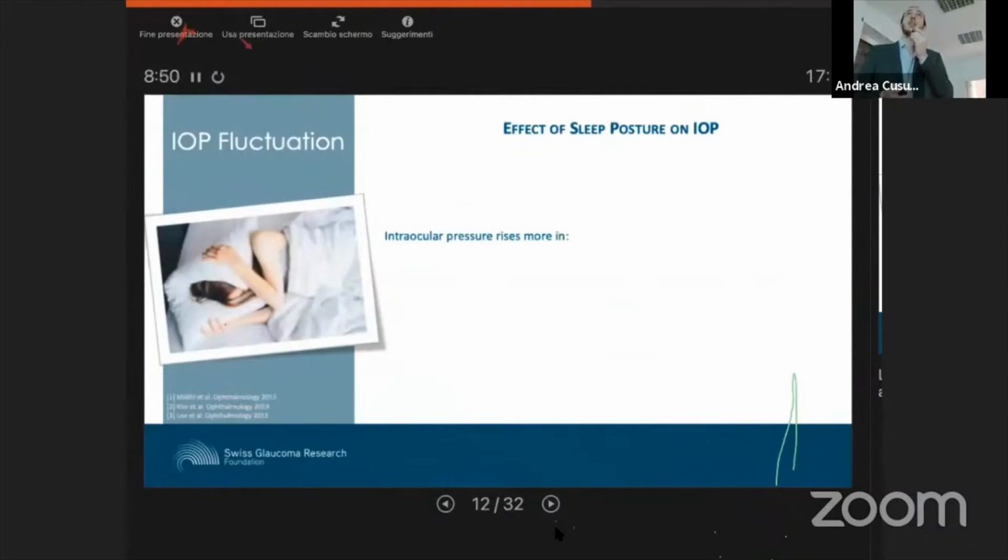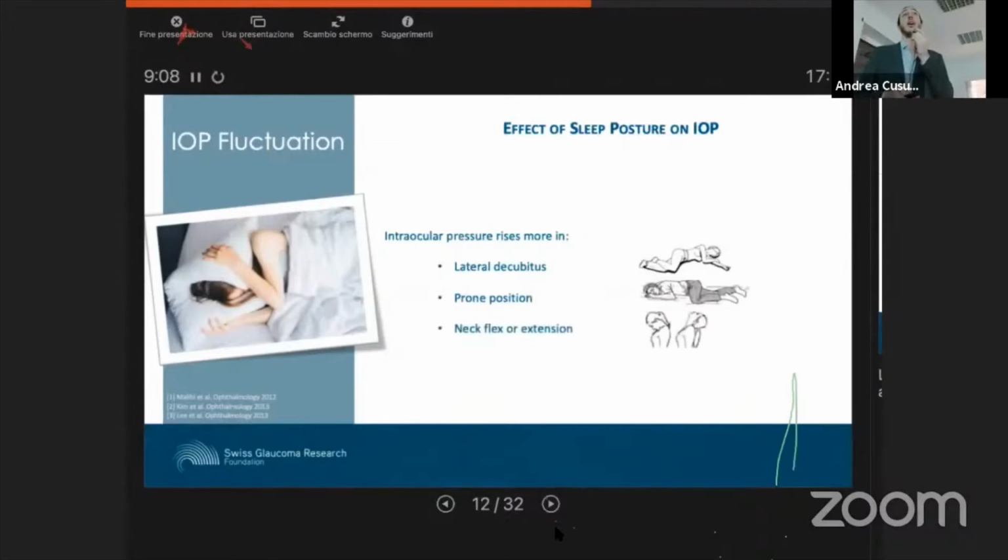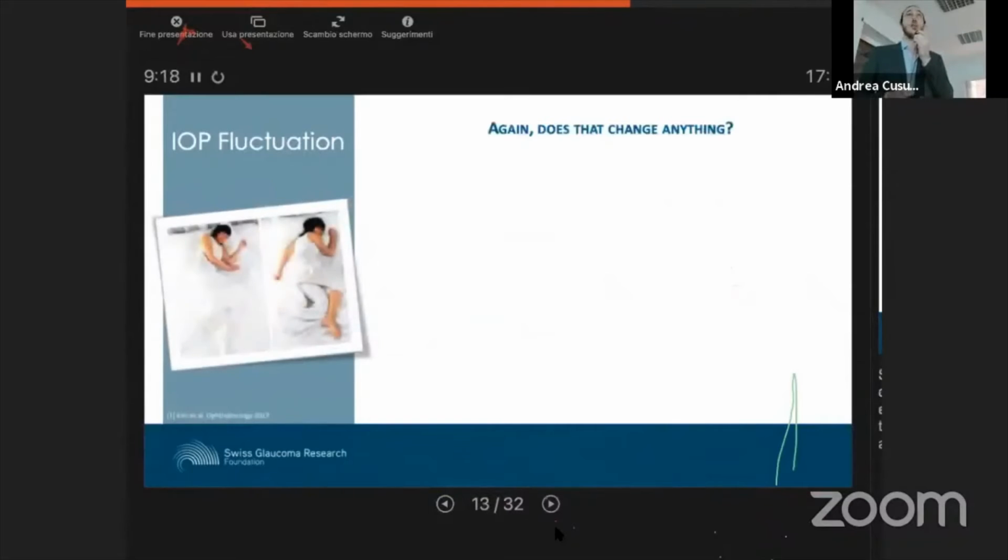So now regarding the position of the body during sleep and the effect it has on the pressure, what they have found is that sleeping on your side actually brings the pressure up. Sleeping on your tummy also has an effect on the pressure, and having your neck flexed or extended, just like in the picture here, has an effect on the pressure as well and brings the pressure up. So once again, does that really have an impact on glaucoma?